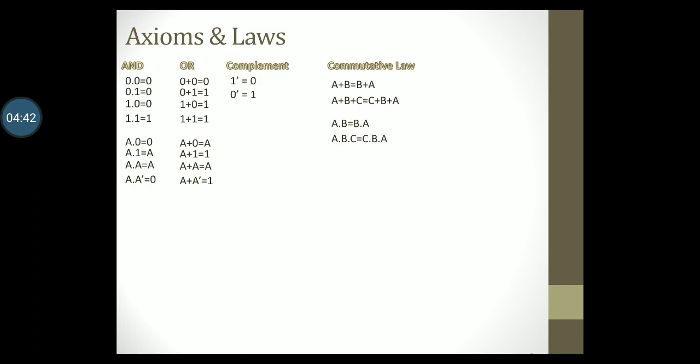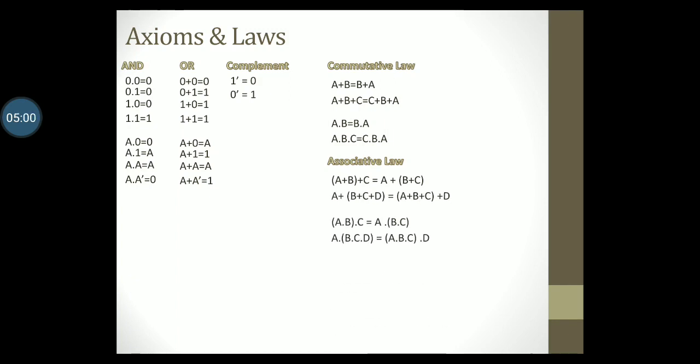Another set of laws that you're familiar with and which can be applied to Boolean algebra is the associative law, where a plus b plus c can be written as a plus b plus c. Similarly, these laws are self-explanatory, and of course, this law can also be extended to any number of variables.